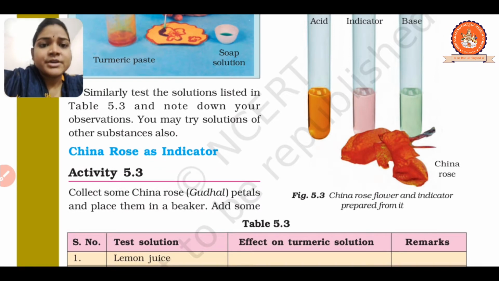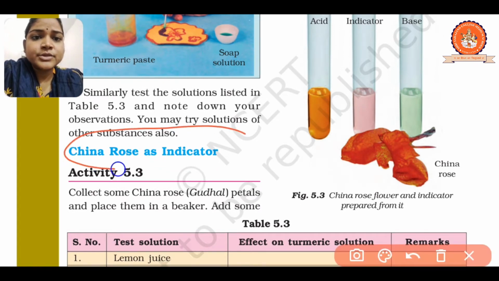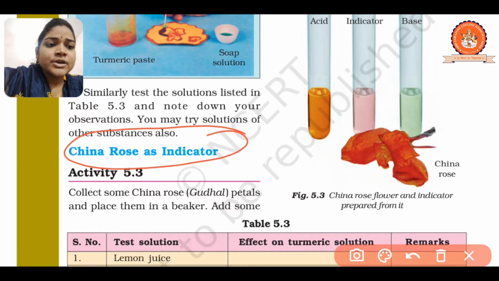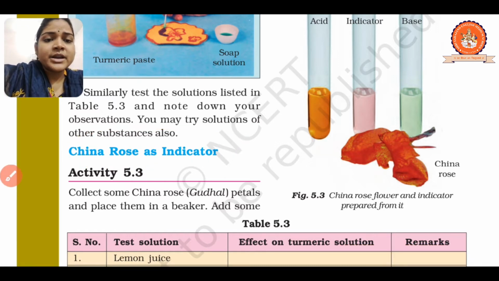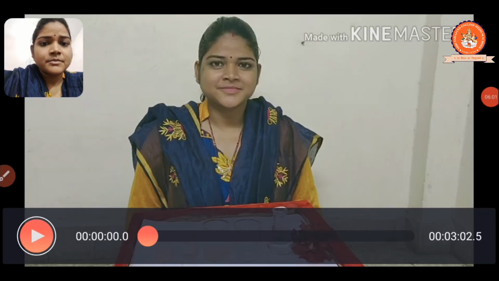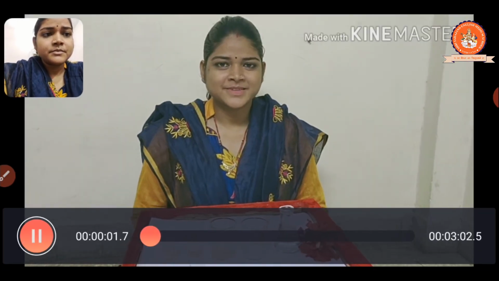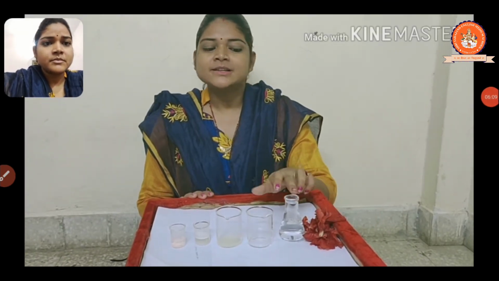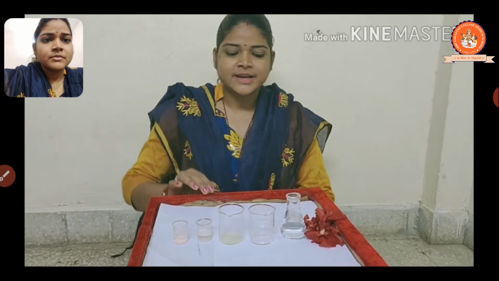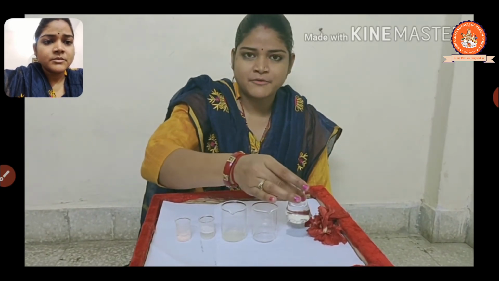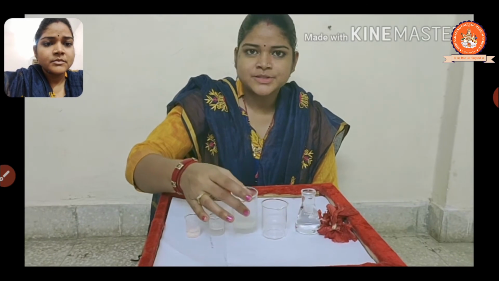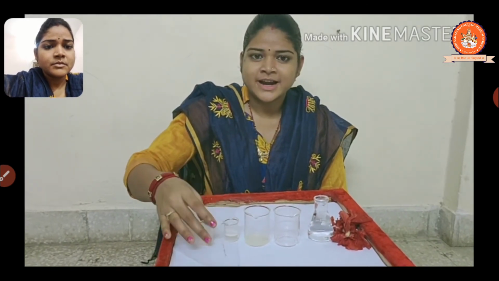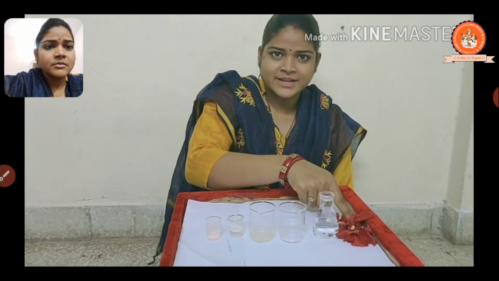Now our third indicator is China rose indicator. So again, one more activity, one more experiment for you related to activity 5.3. The apparatus required for this activity is China rose petals, conical flask, some beakers, and the materials required are warm water, lemon juice, washing powder, and slaked lime and China rose petals.